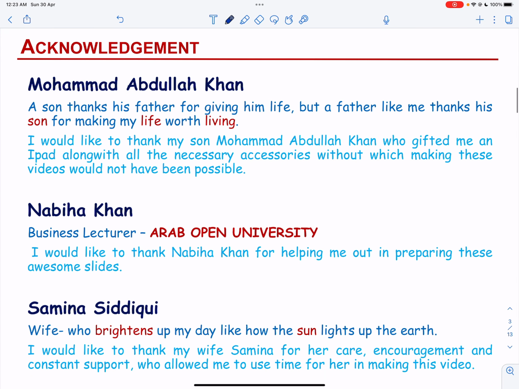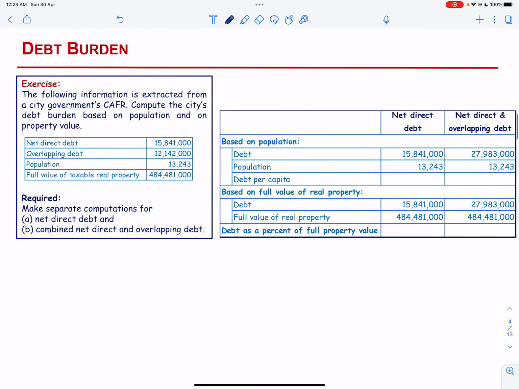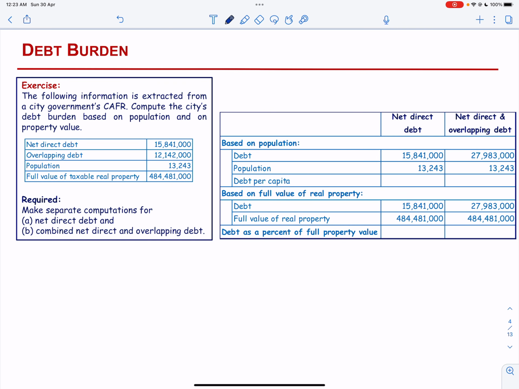So let us start with solving an exercise on debt burden. The following information is extracted from a city government's CAFR, that is Comprehensive Annual Financial Report. Compute the city's debt burden based on population and on property value. We have net direct debt, we have overlapping debt.